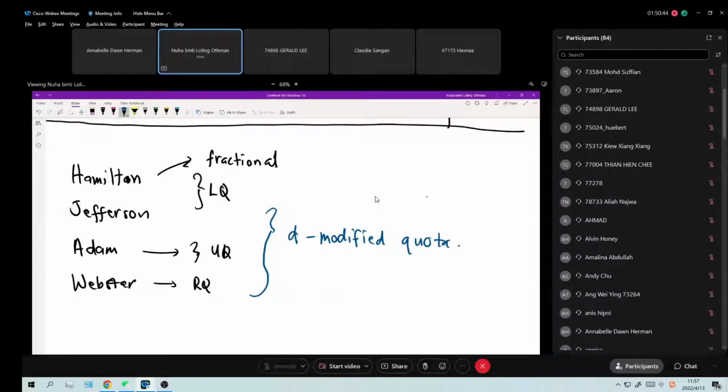This is the summary for each of these. What you do first before you calculate everything, whichever method you use, is find the SD first, the standard divisor. Then you need to find the standard quota, because Hamilton plays around with this standard quota, while the others are based on the modified quota. Hamilton plays with the standard quota, not the modified quota. Any questions here?